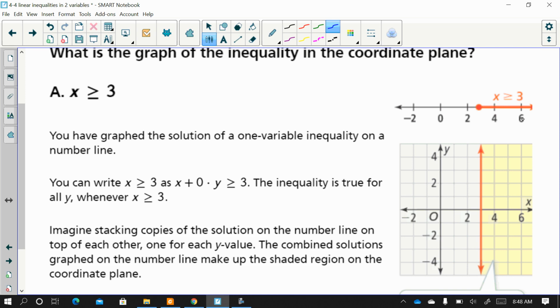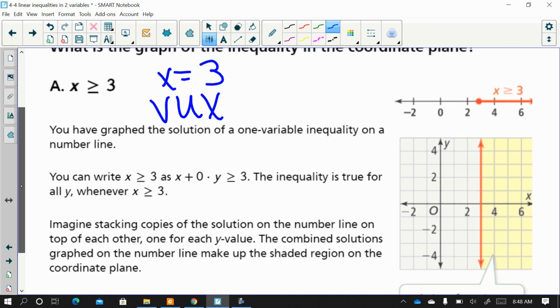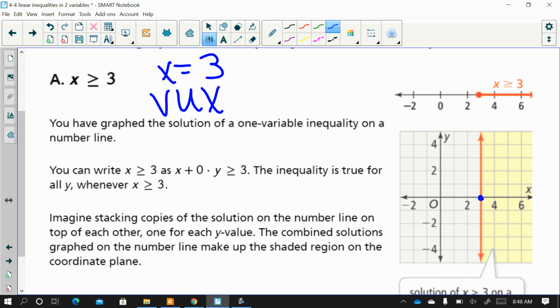However, we can write this with the y in there as well. So I don't really care for the way they explain it. We know that x equals 3 is a Vux line. That's a vertical line. Well, the same thing happens when we have an inequality as well. I can go to 3 and do my vertical line. Now, would this be a solid line or a dashed line? Well, this would be solid because we're equal to. So that's where this comes from.